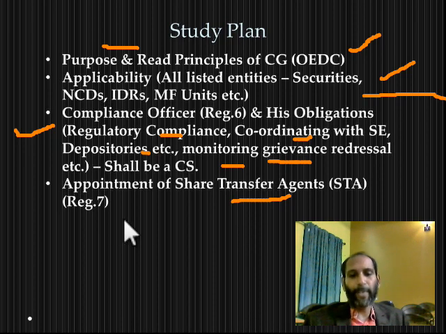So slide by slide, I will conclude for you. This slide deals with a very important thing. You have to study the purpose, read the general principles of corporate governance, then study the applicability of this regulation, then study regulation 6 compliance officer, especially his roles and responsibilities. Then you have to study the procedures for the appointment of the STA, share transfer agent, who is responsible for registering the shares and share transfer procedures.